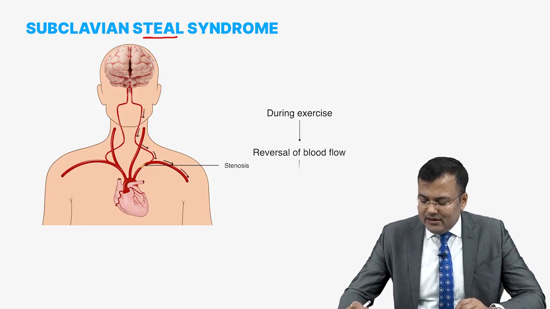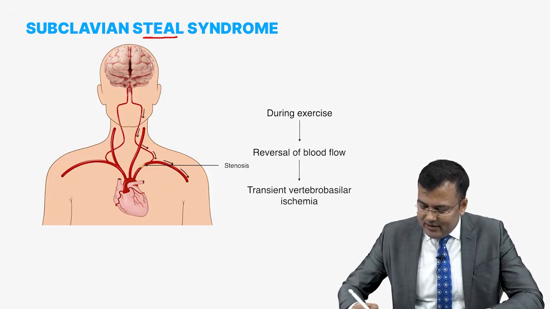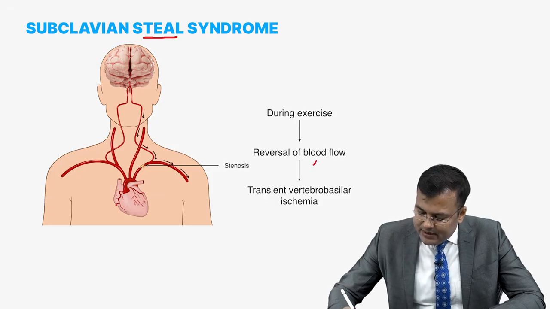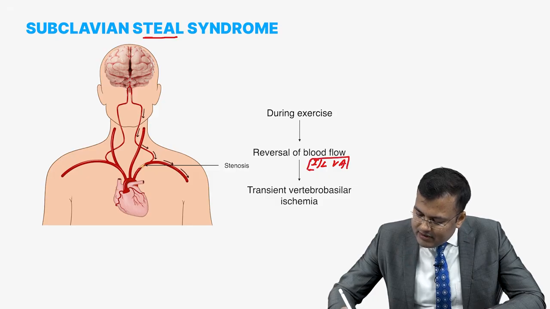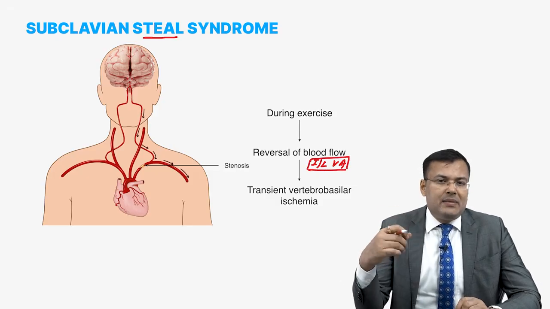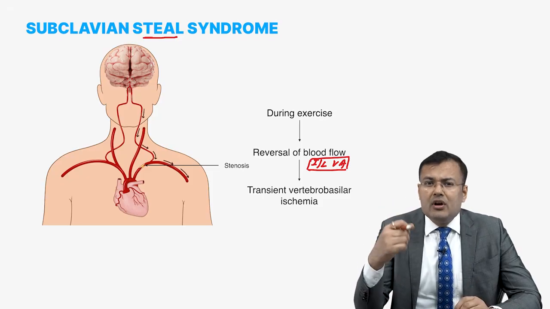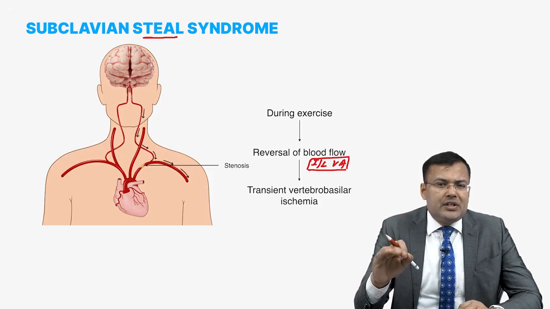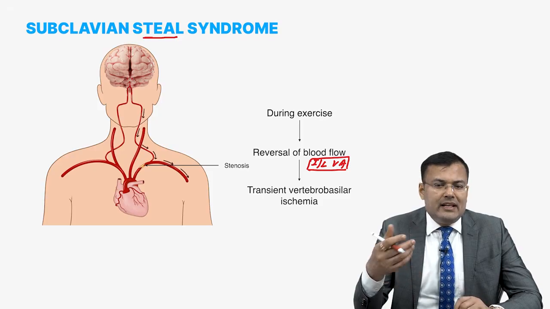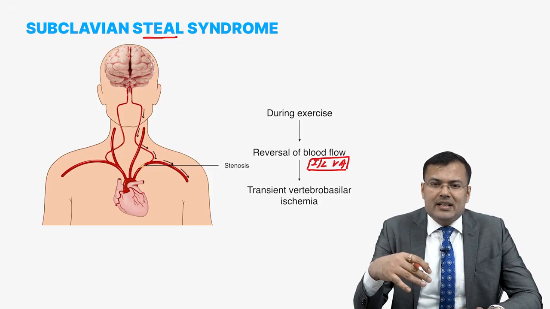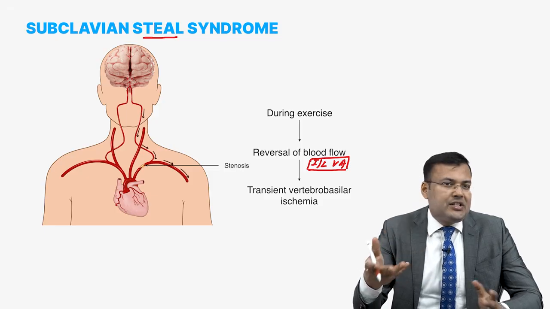So what will happen? There is reversal of blood flow. Where? Remember, in the ipsilateral vertebral artery. Because of that, what will happen? There is ischemia of posterior circulation. Good thing, most of the patients are asymptomatic. So that's why there is transient vertebrobasilar ischemia. But in severe cases, the patient might be symptomatic.